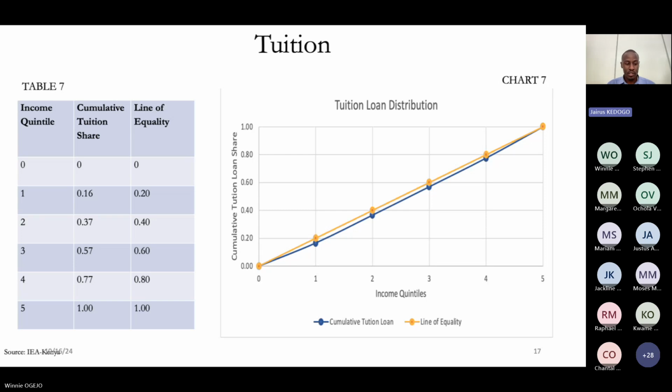Okay, my name is Jairus Kedogo, and I work under the Futures and Foresight program. I will take you through the last part of this presentation, and that's on loans.